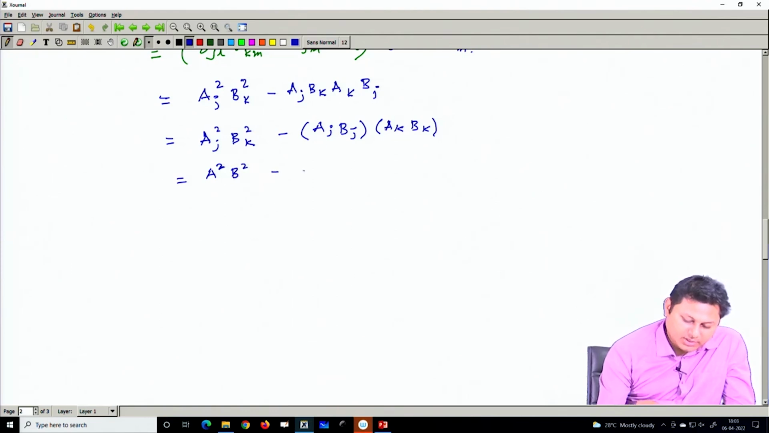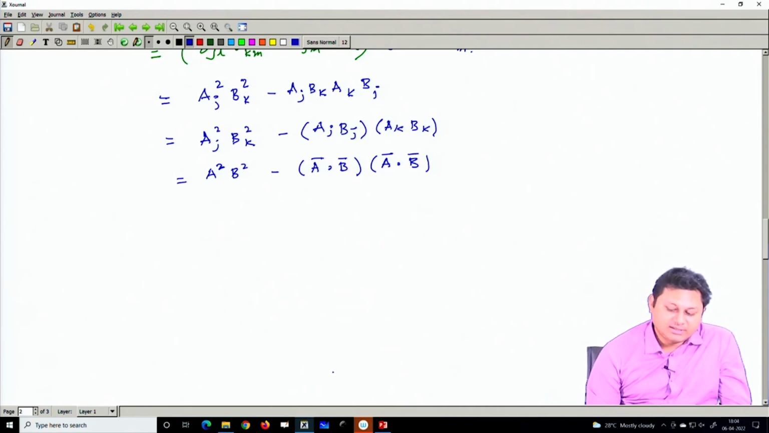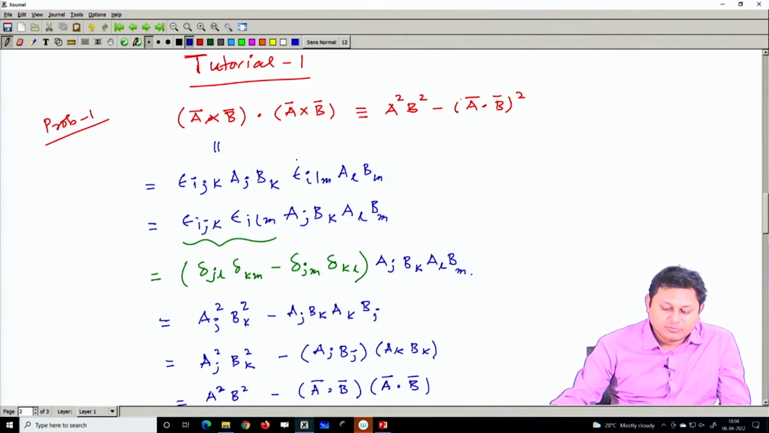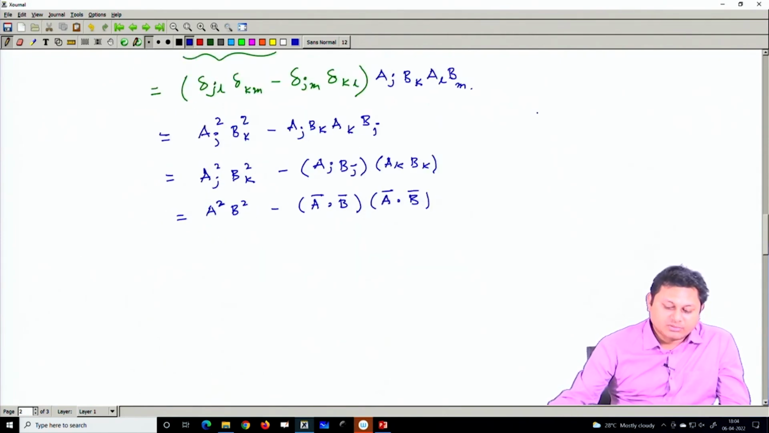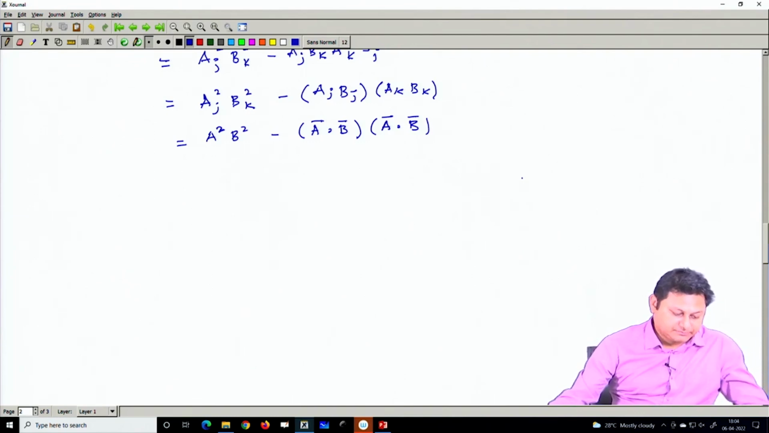But this quantity is A dot B and then again another A dot B, because A dot B is written as A k B k or A j B j. So, that is the thing we wanted to prove, and we proved it. This is one kind of problem. Okay, let us go to the next problem.